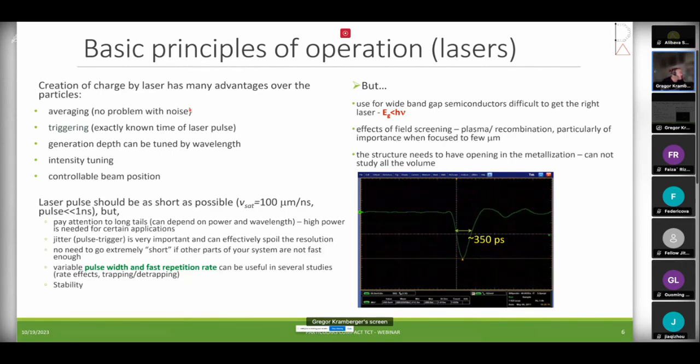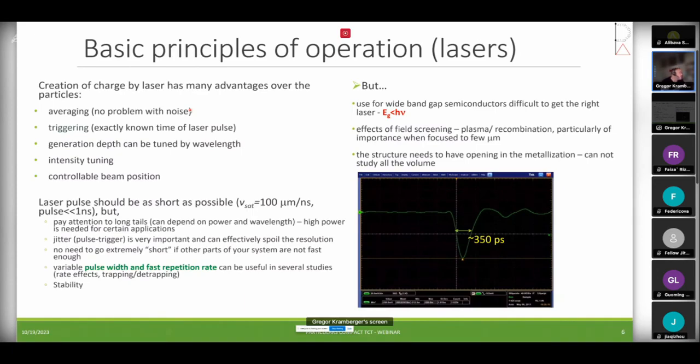I listed 5 of them, the most obvious ones. So if you have a laser, there is no problem with noise, right? Because you can average and repeat, you can shoot as many pulses as you like, to get the shape of the signal in your sensor. So this is a good thing.